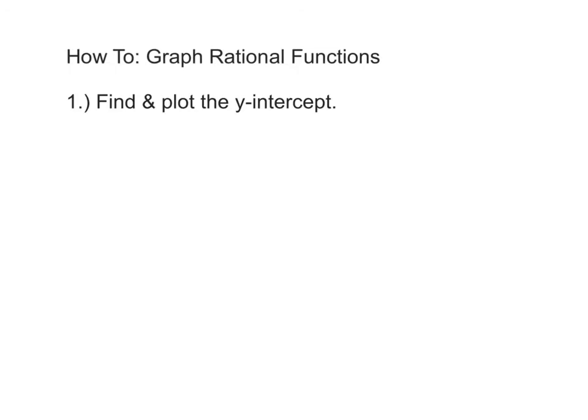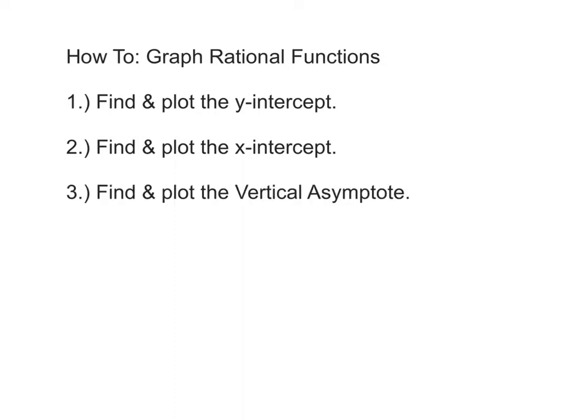Our first step is going to be to find and plot the y-intercept. Remember that is when we're going to let x equal 0. Next, we're going to find and plot the x-intercept. That's where the numerator is equal to 0. As long as that's quick and easy to find, it's a great way to get another point.